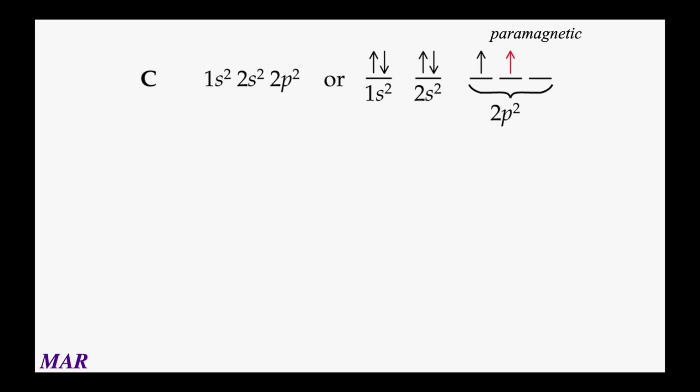Carbon, 1s2, 2s2, 2p2. Again, carbon is number 6 on the periodic table, so the first 2 electrons go in the 1s, next 2 go in the 2s, and then the last 2 go in 2p. Now, when you're doing orbital boxes, 1s2 and 2s2 aren't too surprising, but 2p2 is worth commenting on because you could have carbon with an up electron in the same room as a down electron, in the same little line, the same orbital.